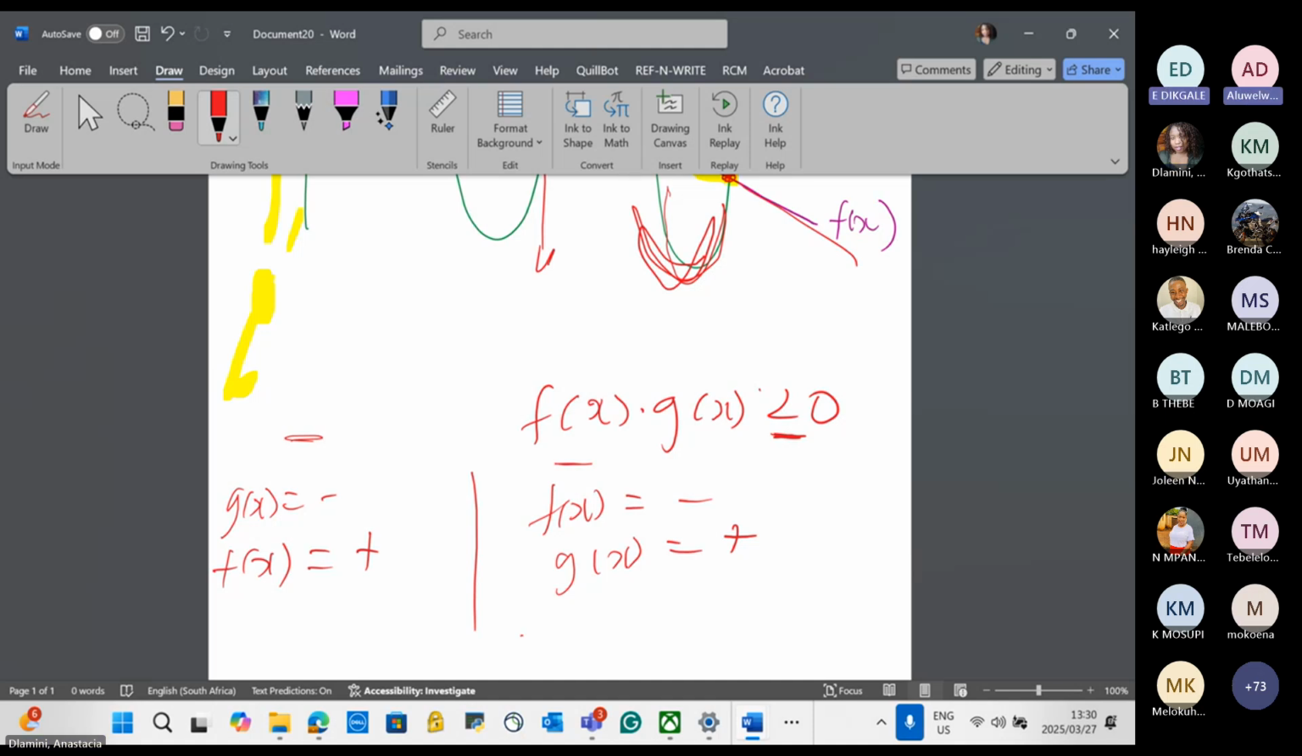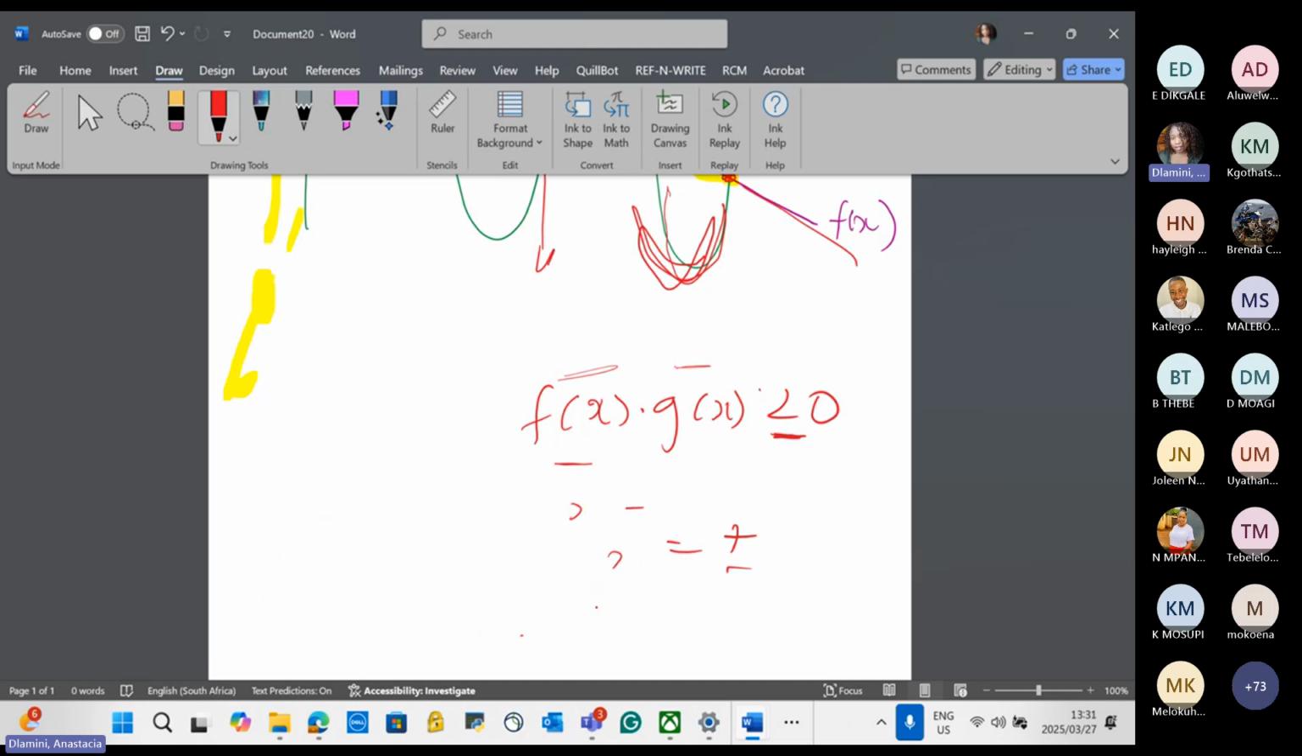So meaning that if we multiply g of x and f of x, it's negative times positive, it gives us negative. Here it's negative times positive, it gives us what? It gives us positive. We also want the point where, when we multiply them, they give us 0, because it says equals to 0 here. So how do you do that one? Let's explain it.